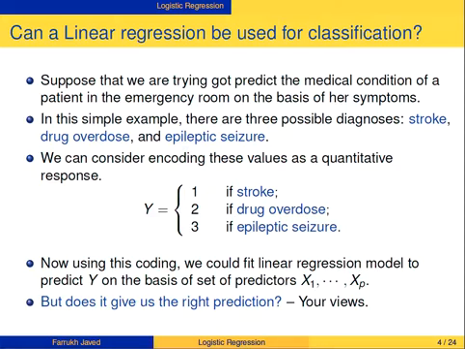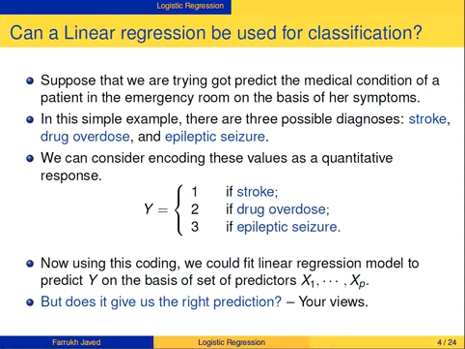So let's move on. Can a linear regression be used for classification? Again, remember, classification means when you have classes, when you have categories, when you have a qualitative response variable. Can we use a linear regression method to do that? Suppose that we are trying to predict the medical condition of a patient in the emergency room on the basis of her symptoms. In this simple example, there are three possible diagnoses: stroke, drug overdose, or epileptic seizure. The patient is diagnosed with one of these three categories, right?